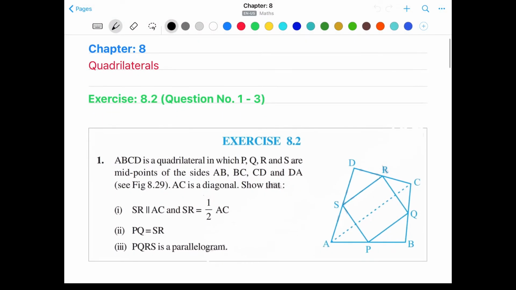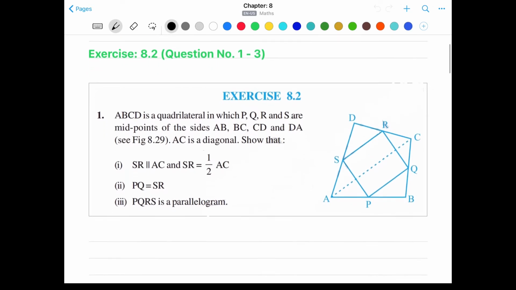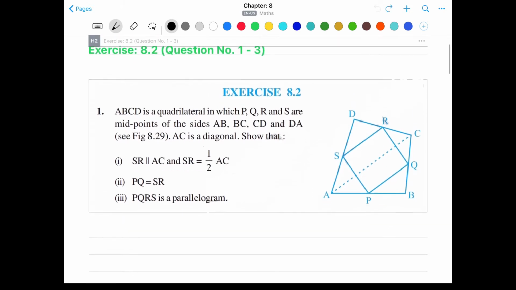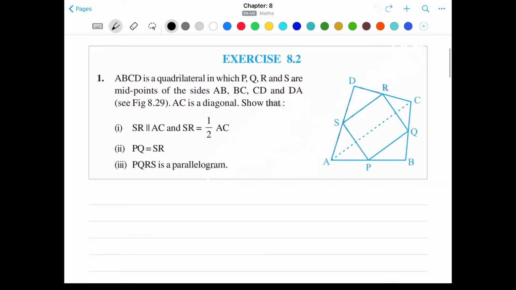This is chapter number 8, quadrilaterals, exercise 8.2. Here in this session we are going to cover the first three questions only. Now let's start with question number 1.